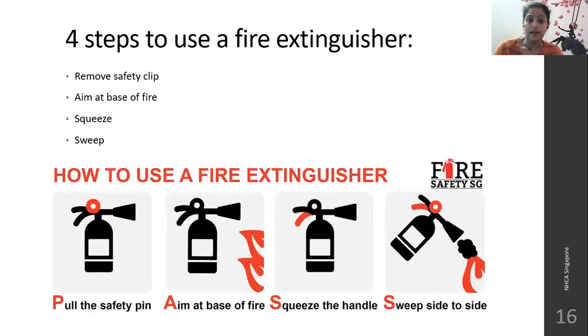4 steps to use a fire extinguisher. First, you have to remove the safety clip, aim at the base of the fire, squeeze the handle, and then in a sweeping motion, spread the extinguisher. This is the PASS technique. Pull the safety pin, aim at the base of the fire, squeeze the handle, and sweep from side to side. This is how you use a fire extinguisher.